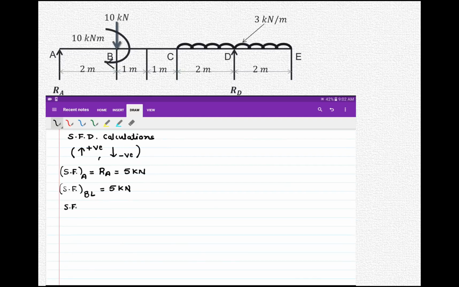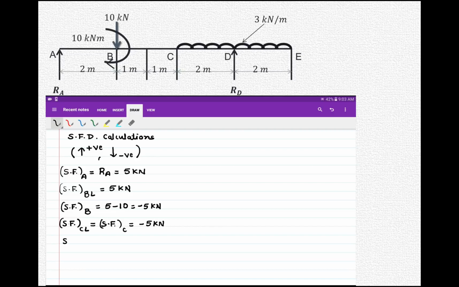Shear force exactly at B, we have to take into consideration the effect of the downward acting 10 kilonewton force, so that is 5 minus 10, that is minus 5 kilonewton. Now no other force acts between B and C, so whatever is the shear force at C left, the same will be at C, and that is equal to the shear force at B.